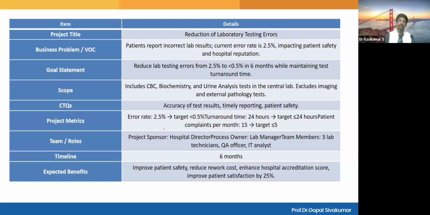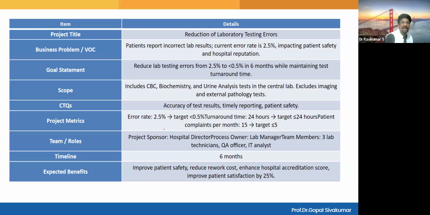Okay, and timely reporting of patients along with patient safety. So finally, who is going to be on the team? Hospital director, he's a process owner, and lab management team members. Okay, and 3 lab technicians, quality assurance officers, and IT analysts. These people are involved with the lab test results. Okay, then the timeline is 6 months.